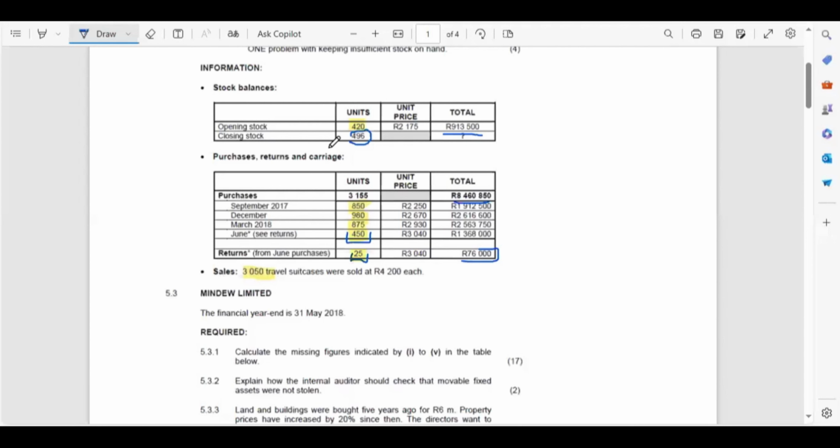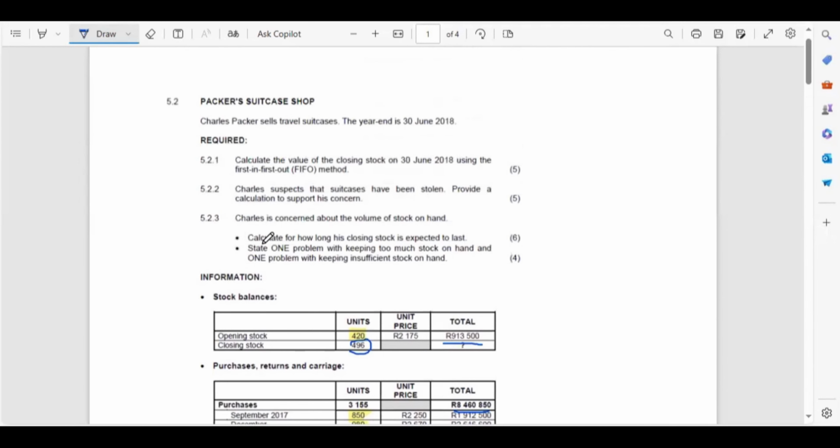Now, the question said that we should state one problem with keeping too much stock on hand. Now, the problem with keeping too much stock on hand is that your employees could see too much stock and as a result they would see less movement of the stock. They could be tempted, right, to steal the inventory which is there in the business, because they see that there is less movement of the stock. As a result, they may decide to steal.